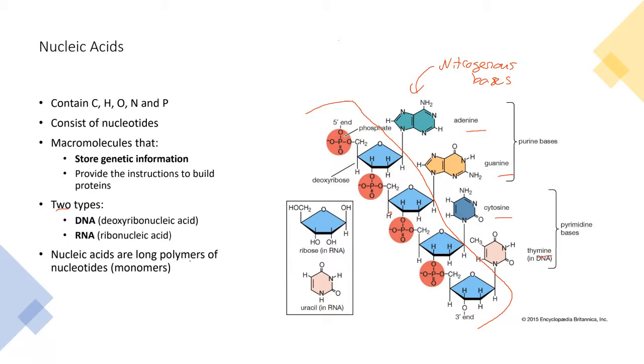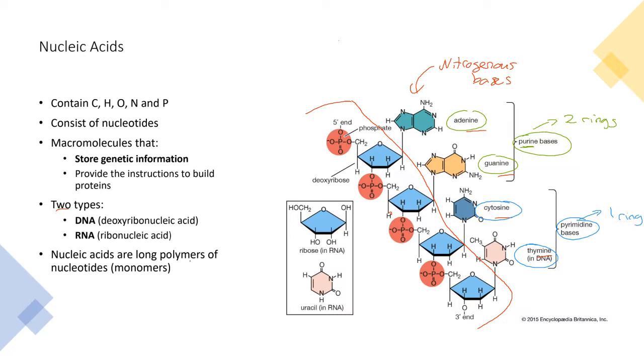One more thing. In green, I want to do adenine and guanine. They are purine bases, which means they're made of two rings. Cytosine and thymine, in a different color, are pyrimidines, with one ring.